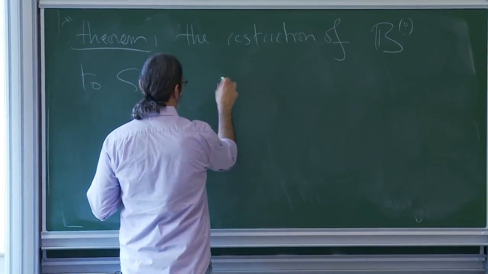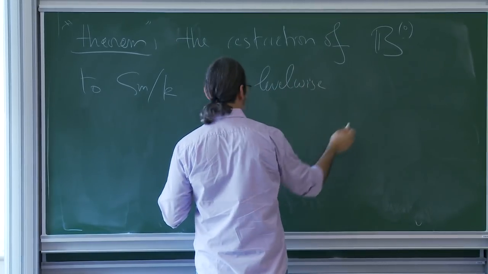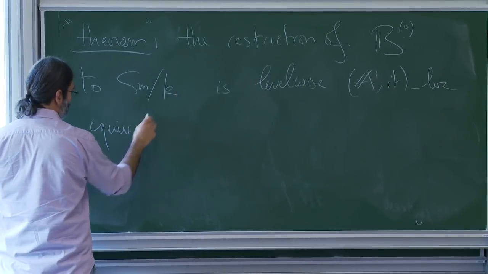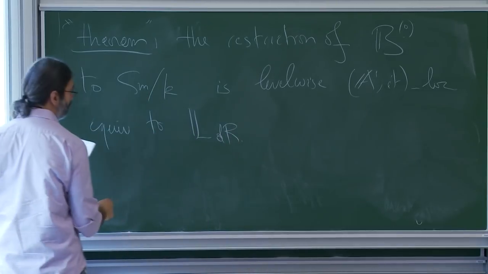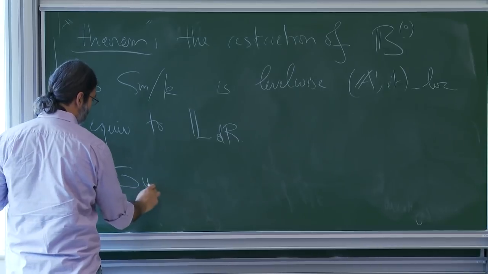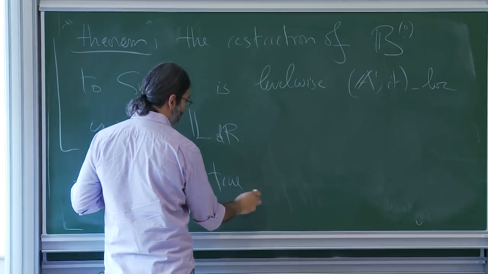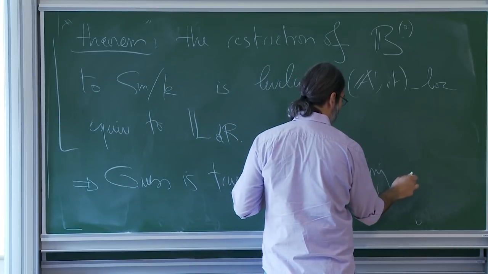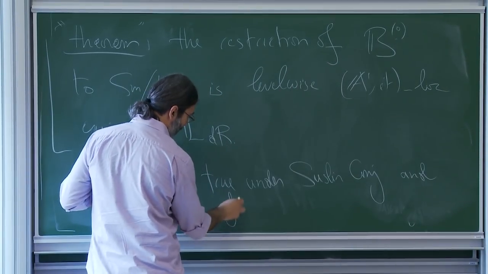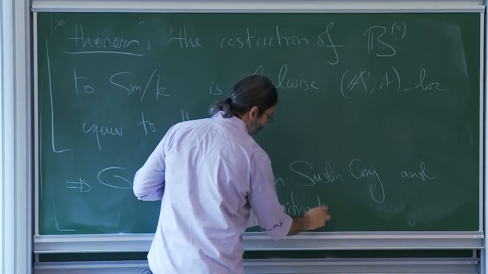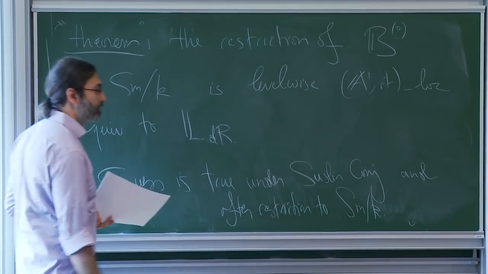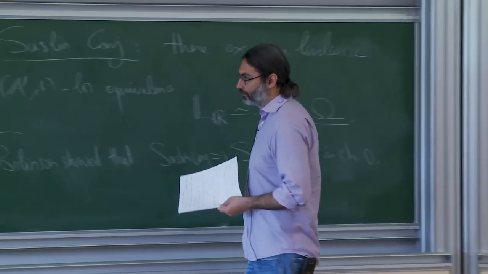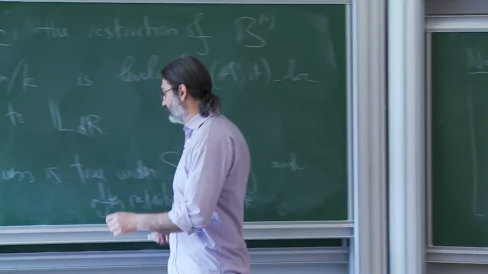So it's actually level-wise A1 local equivalent to the Lawson. And as a consequence of this theorem, we see that our guess is true if we assume Suslin's conjecture and after restricting to smooth varieties. So in some sense, this guess could be considered as an extension of Suslin's conjecture to foliations. Of course, a wrong extension, but nevertheless an extension.